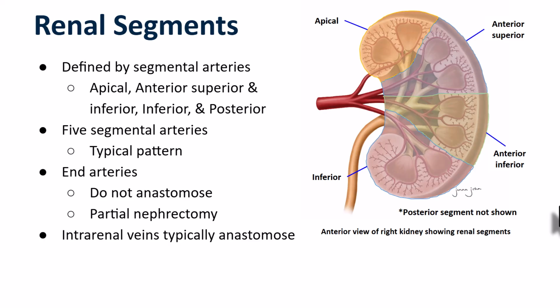And just as the pulmonary veins would typically anastomose, the intrarenal veins also typically anastomose. And this isn't so much an issue for partial nephrectomies, because on the venous side, blood pressure is very low and it's very easy to ligate.